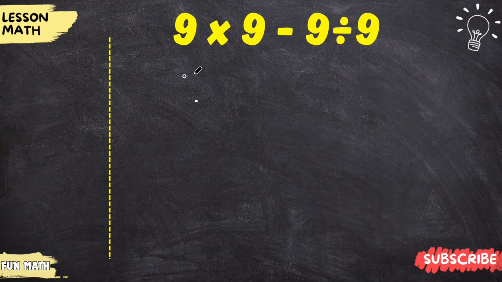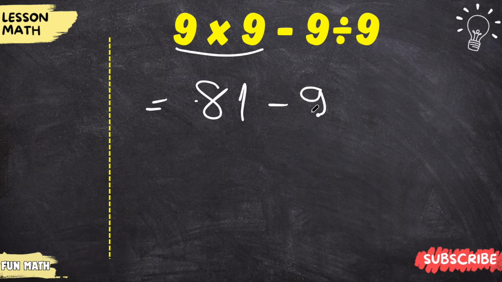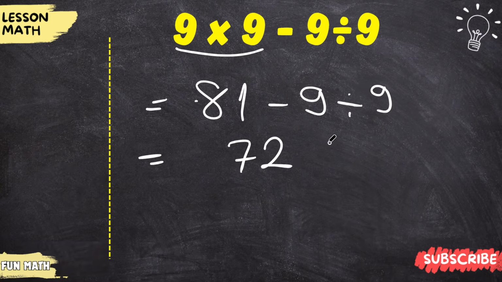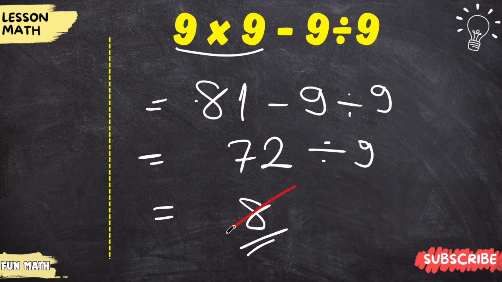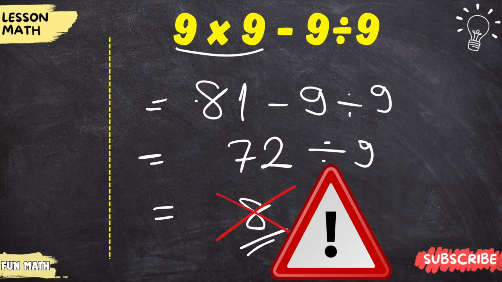Let's solve it right away. First, let's divide. 9 times 9 equals 81. 81 minus 9 equals 72. 72 divided by 9 equals 8. If you solve this, you'll make an error. So how do we solve it?